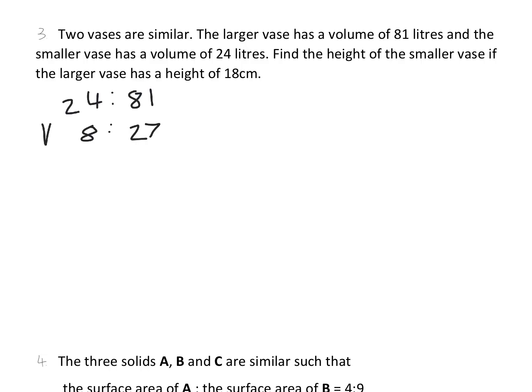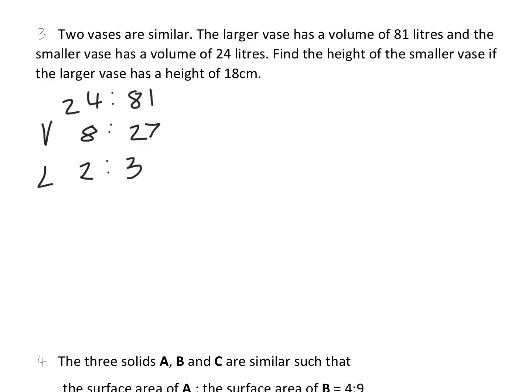If we wanted to look at the ratio of the lengths, how much bigger one length should be than the other, you'd have to cube root if you're going from volume to length. So if you cube root 8, you would get 2. And if you cube root 27, you would get 3. So the ratio of the lengths is 2 to 3. 2 for the smaller vase and 3 for the larger vase. If the smaller vase had a length of 4, the larger vase would have a length of 6, and so on.